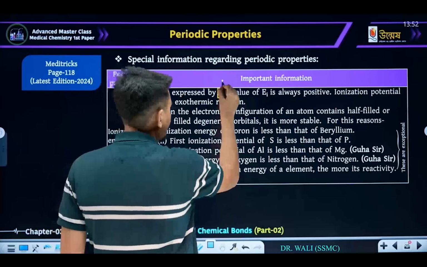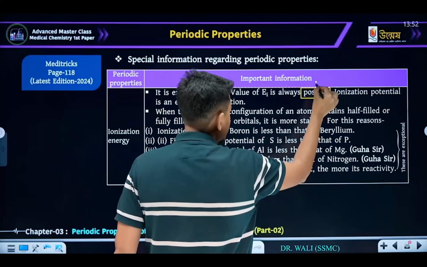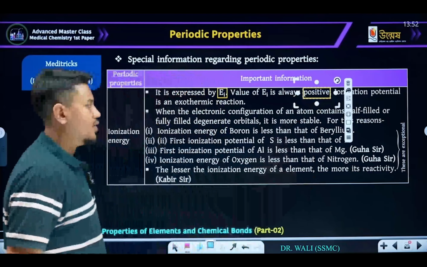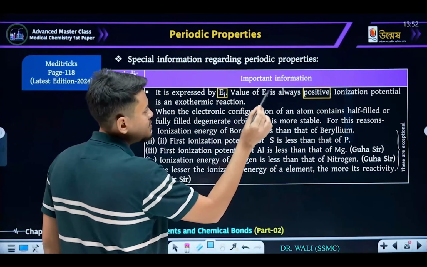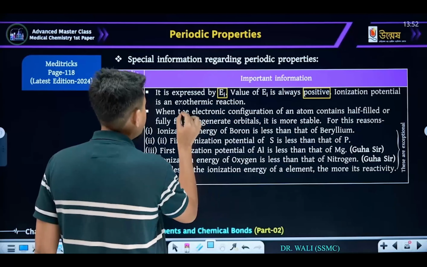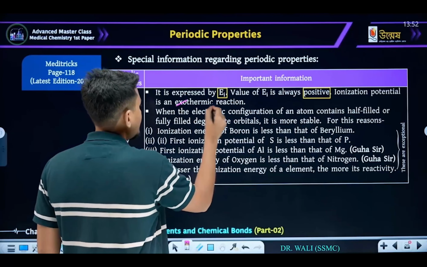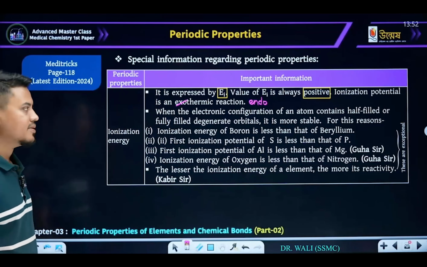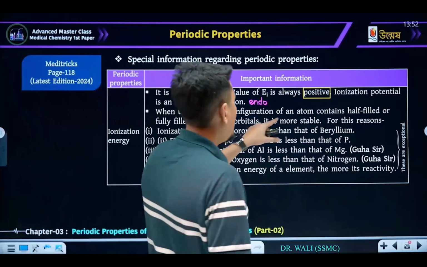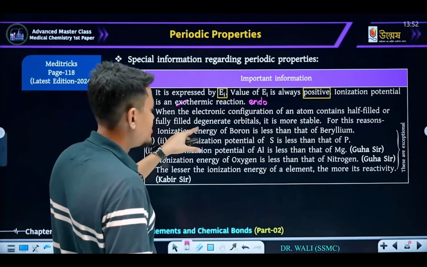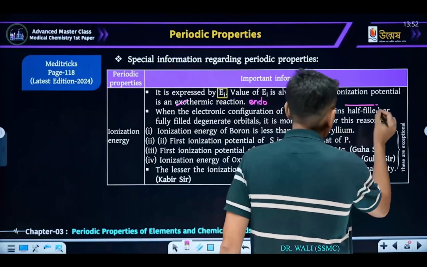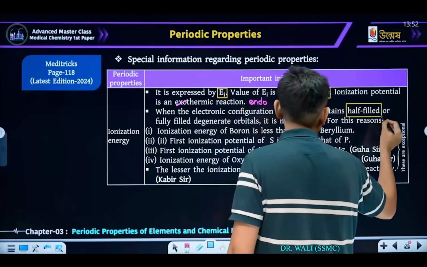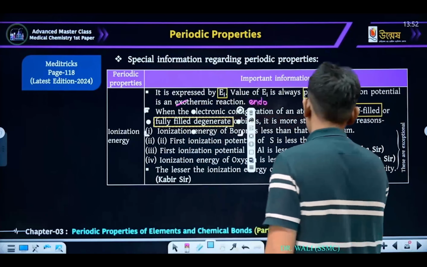This is very important. EI will always be positive because ionization energy will be positive, but the electron affinity will always be negative. And ionization potential is an endothermic process. It should not be exothermic, it should be endothermic, because endothermic is responsible for the positive change in the enthalpy. When the electronic configuration of an atom contains half filled or full filled degenerate orbitals, it is more stable. See, these are the terms that you have to remember. If it is half filled or full filled degenerate orbitals, then it is more stable.